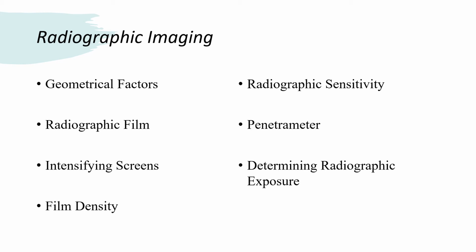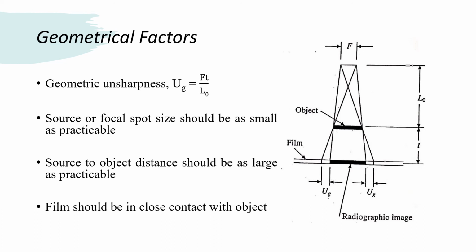These factors are of various types, that is geometrical factors, radiographic film, intensifying screen, film density, radiographic sensitivity, penetrometer, and determining the radiographic exposure. So students, let's start with the geometrical factor.